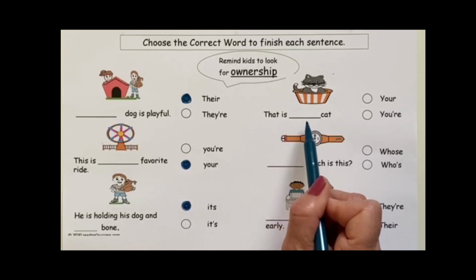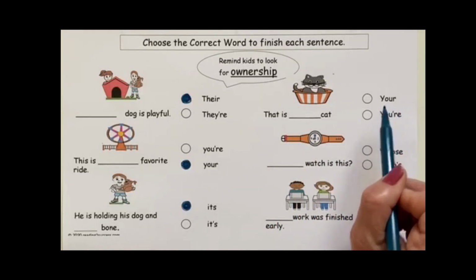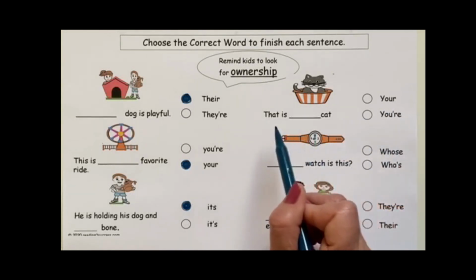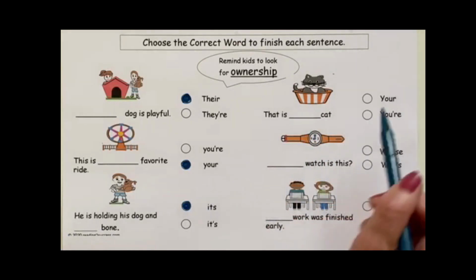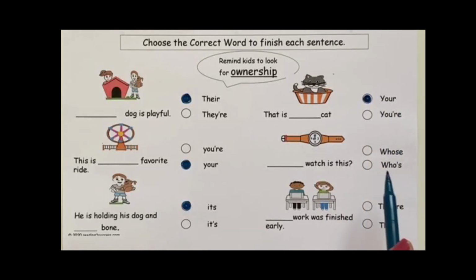That is your cat. Whose cat? Your cat. Let's just try the contraction. You are. That is you are cat. That doesn't make sense. It is your cat. Whose meaning who is. Whose watch is this?